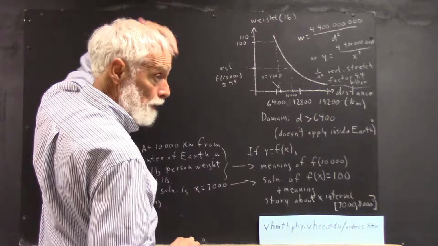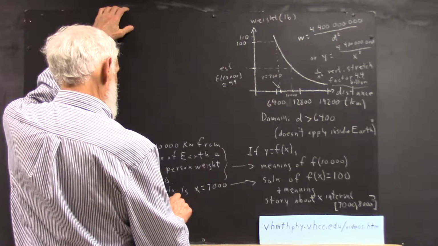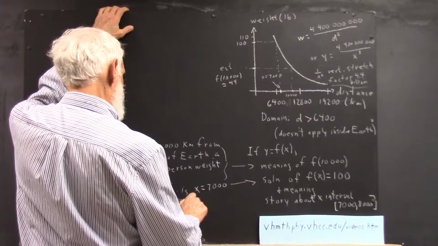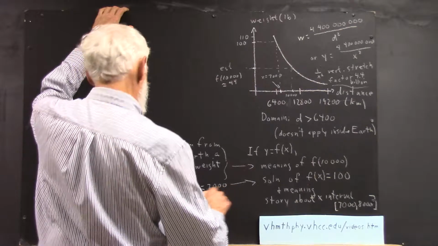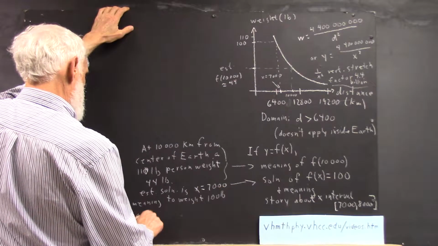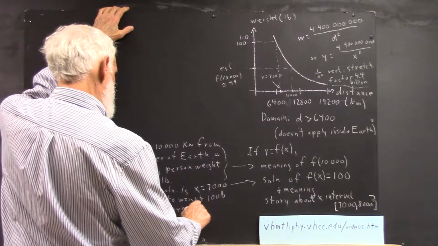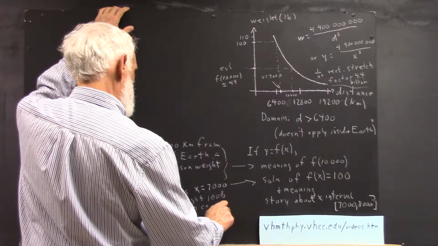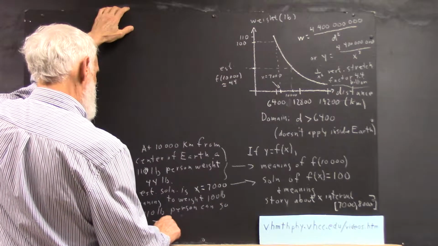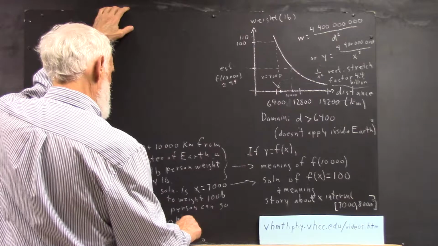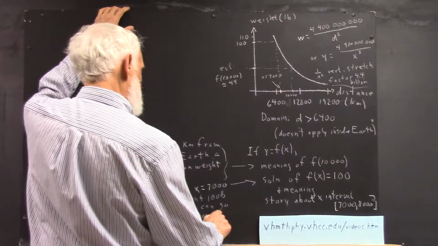Well, I could say in terms of maybe the objective of weighing less. To weigh 100 pounds, a 110-pound person can go to a position 7,000 kilometers from the center of the earth.